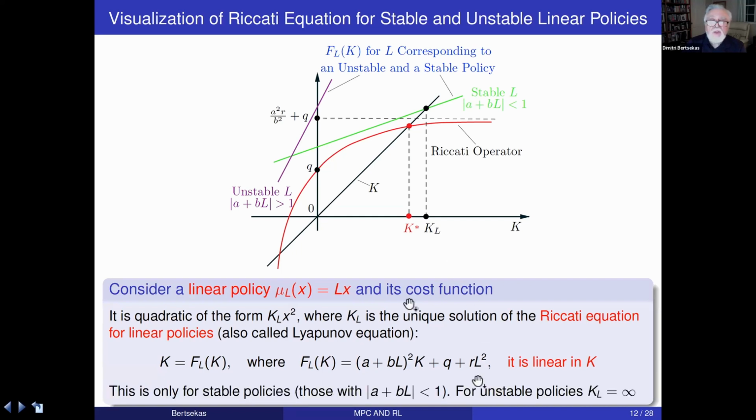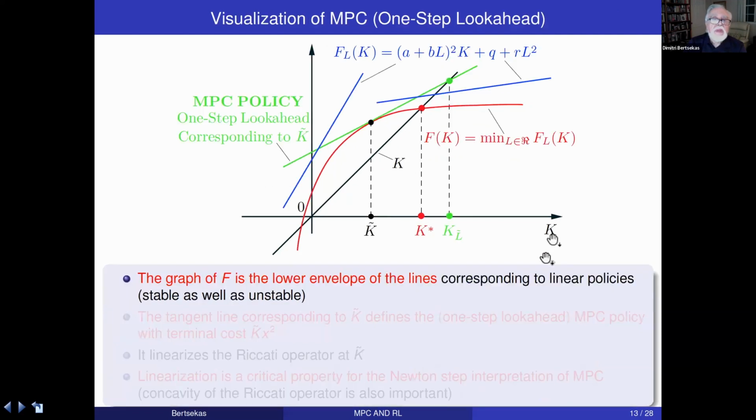Now, this is true for stable policies which have an intersection, but unstable policies, the ones for which A plus BL is greater than 1, do not have an intersection, or they have an intersection that's irrelevant. And for these unstable policies, the KL coefficient is infinity. So we have a representation of the solution of the Riccati equation graphically, value iteration, and also policies in terms of lines. And now the question is how all these connect.